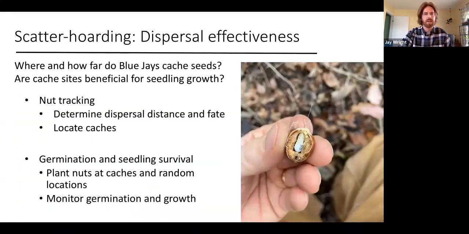All right, so now looking at the other part of the scatter hoarding process, the dispersal effectiveness. The questions here are, where are blue jays caching seeds? What kind of habitats are they bringing them to? How far are they taking seeds from the platforms? And are these cache sites beneficial for seedling growth? In particular, are they more beneficial for growth than would be expected by chance?